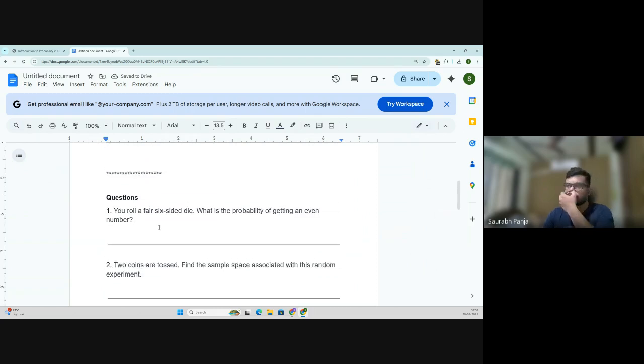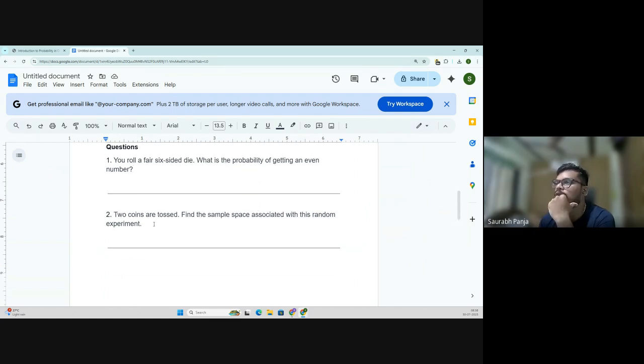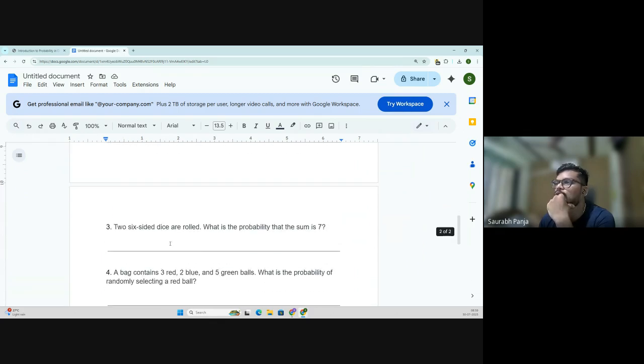You roll a fair six-sided die. What is the probability of getting an even number? We already solved it. Two coins are tossed. Find the sample space associated with this random experiment. We already solved it. Two six-sided dice are rolled. What is the probability that the sum is 7? How are we going to go about it?